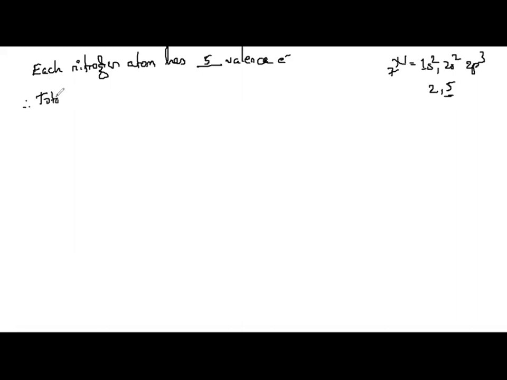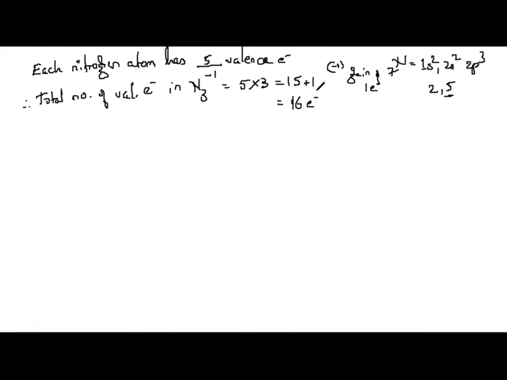Therefore, total number of valence electrons in N3 minus: 5 into how many atoms are there? 3. We say 15, but here there is minus 1. Minus 1 means gain of 1 electron. So minus 1 stands for gain of 1 electron. So 15 plus 1 comes out to 16. So in nitride, there are 16 valence electrons.